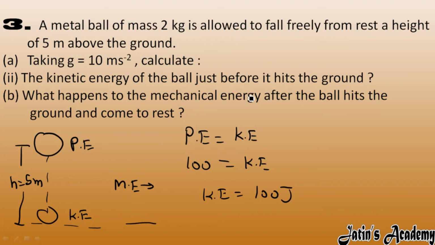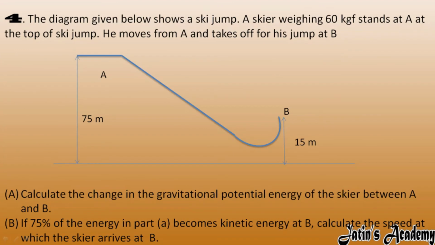Mechanical energy gets converted into heat and sound energy. Clear? Next question we have, the diagram given below shows a ski jump. A skier weighing 60 kgf stands at point A at the top of a ski jump. He moves from point A and takes off from the point B. Now we have to calculate the change in the gravitational potential energy of the skier between A and B.